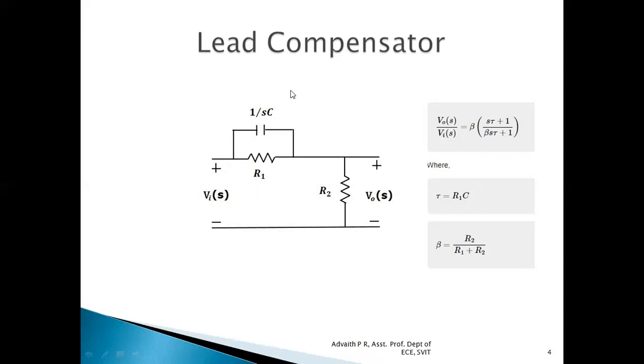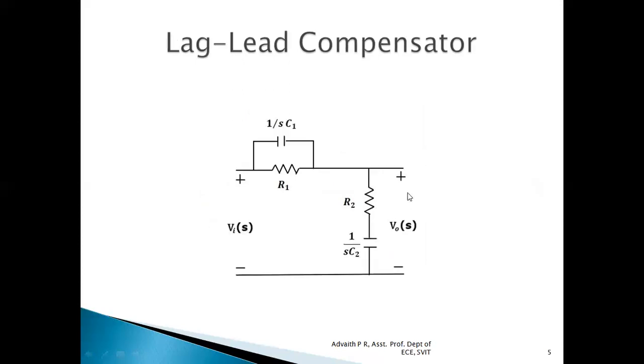The transfer function for this lead compensator is given by the equation beta times S into tau plus 1 divided by beta times S into tau plus 1, where tau is nothing but R1 into C and beta is equal to R2 divided by R1 plus R2. So this is about lead compensator.